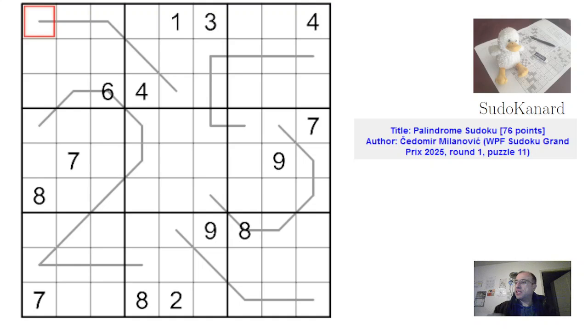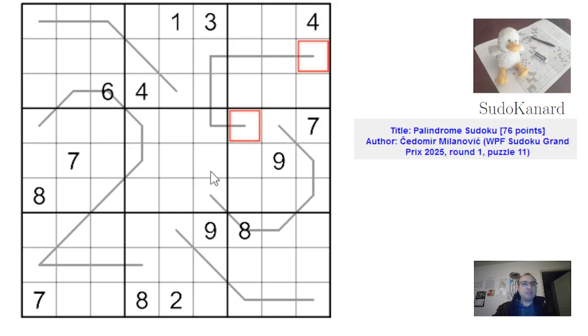We're here to solve this Palindrome Sudoku by Čedomir Milanović from Serbia. It was featured in the first round of WPF Sudoku Grand Prix in 2025. That was a magnificent round with that very consistent visual theme of 25. And the special rule of palindrome Sudoku is that every one of those lines is a palindrome, which means that it reads the same in both directions. In other words, those are closed, those are closed, those are closed, and so on.